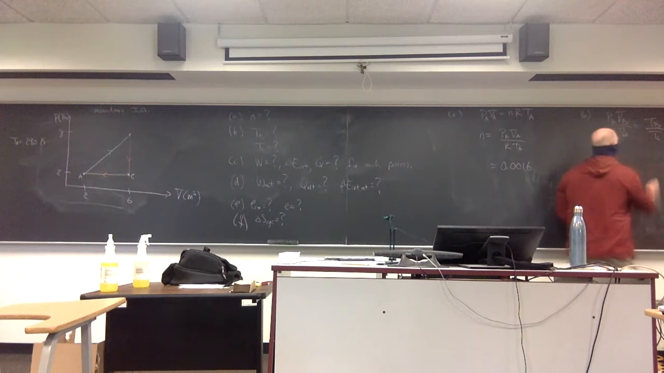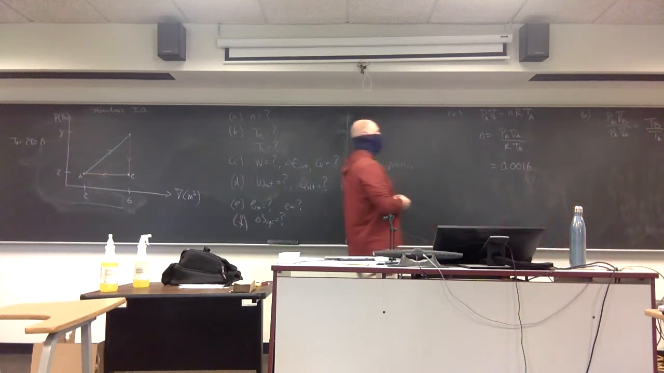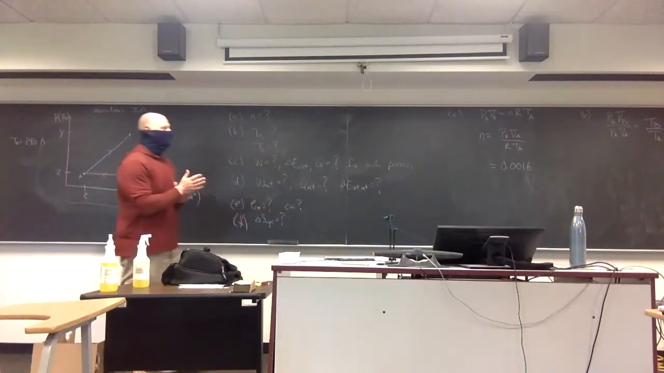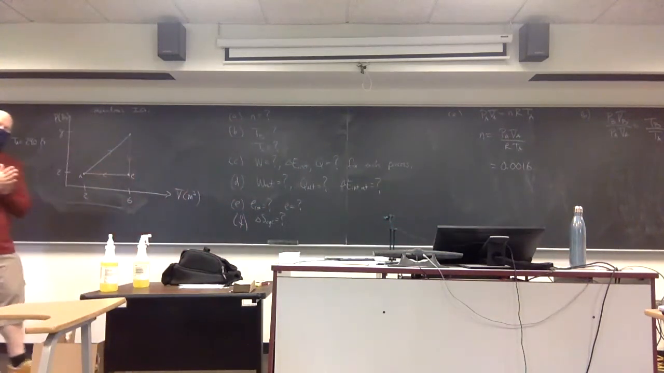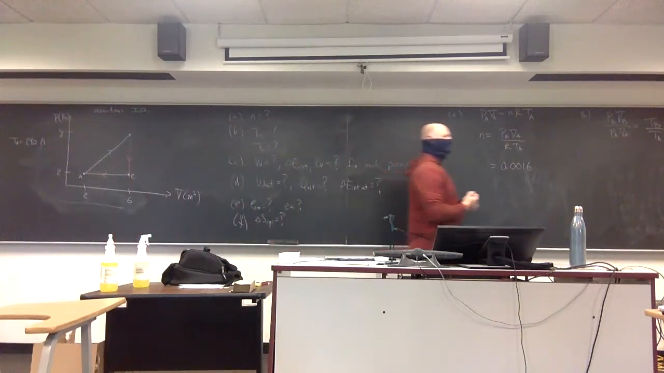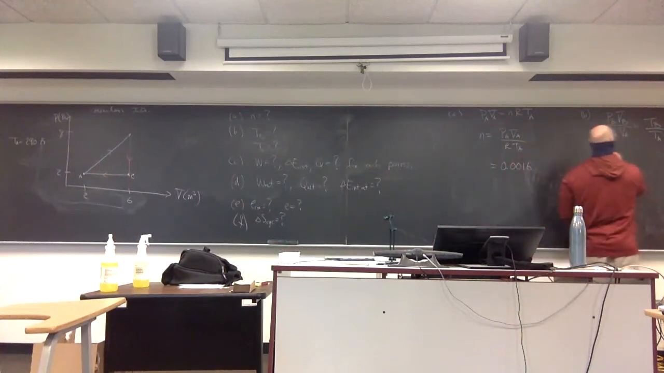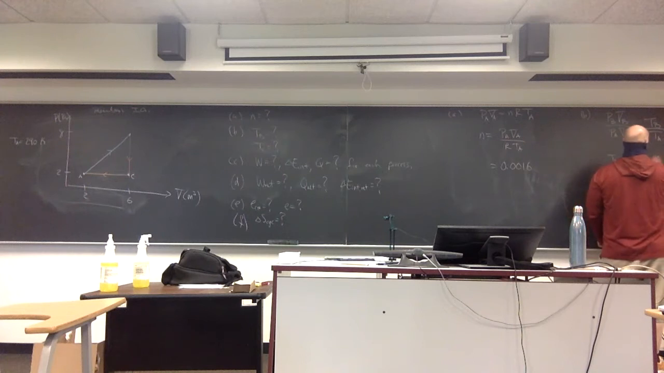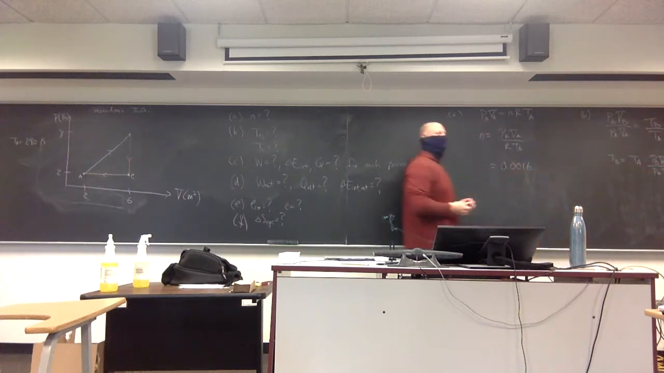And that the ratio of the temperature at B to the temperature at A is equal to the ratio of the pressure at B times the volume at B, divided by the pressure at A times the volume at A. So solve this for temperature at B. This gives us that the temperature at B is equal to the temperature at A times the pressure at B times the volume at B divided by the pressure at A times the volume at A.